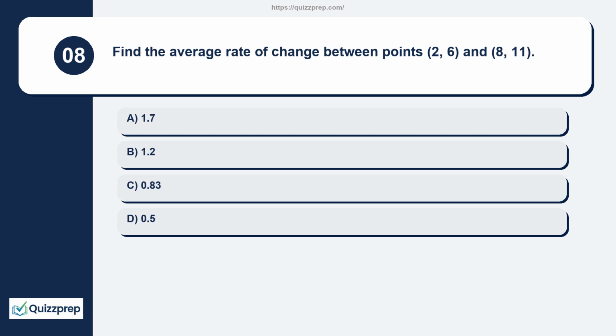Question 8. Find the average rate of change between points (2, 6) and (8, 11). 1.7, 1.2, 0.83, 0.5.